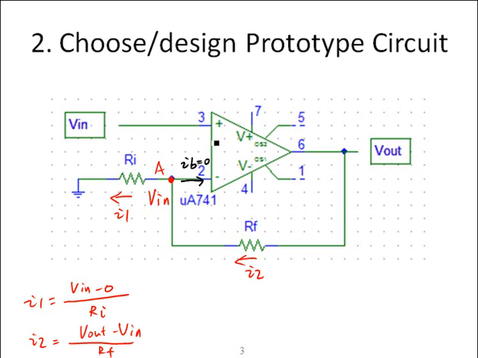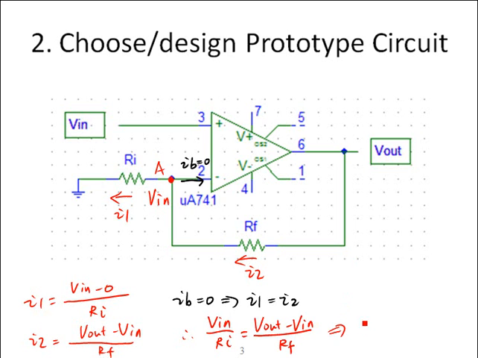Since the current into the negative input terminal IB is equal to 0, at node A, we have the KCL equation I1 is equal to I2. Substitute I1 and I2, we'll have Vin over Ri is equal to Vout minus Vin over Rf. From this, we could derive the circuit gain, which is defined as the output over input, is equal to Ri plus Rf over Ri.